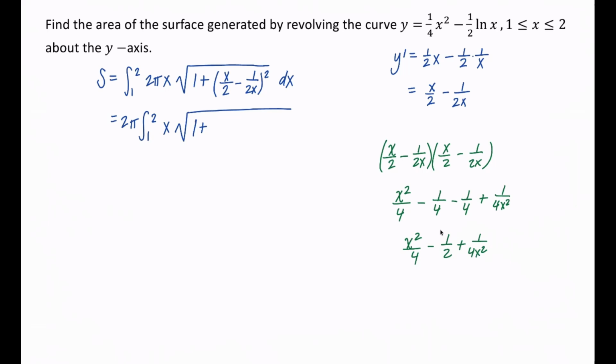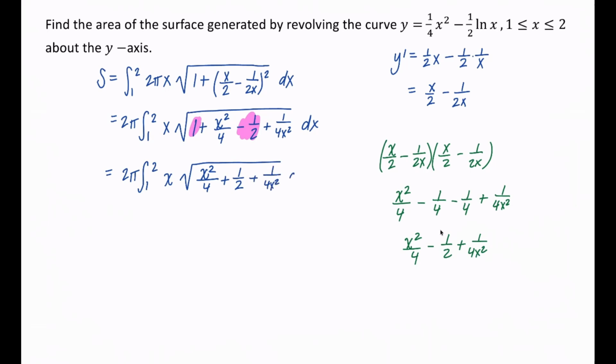So we'll go ahead and substitute that in here. And again, ideally, if we can just jump straight to that in our head, that would be great. So this is substituted in now. And then 1 and negative 1/2 are like terms. So in this next step, we'll have 2 pi, the integral from 1 to 2, x, and then the square root of x squared over 4 plus 1/2 plus 1 over 4x squared dx.